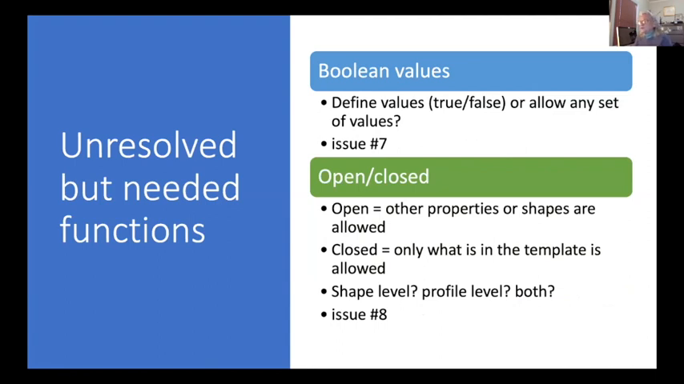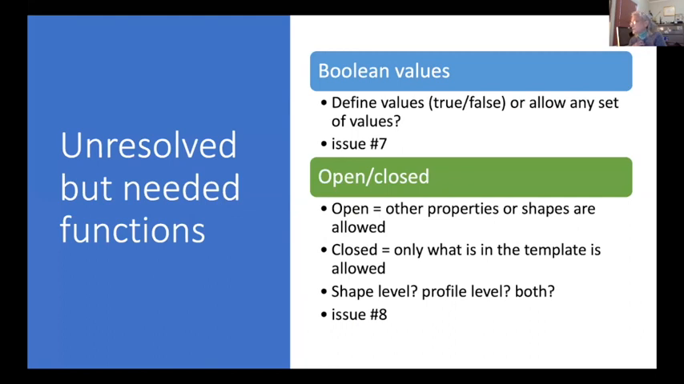Boolean values, the definition of Boolean values, and I've made this issue number 7. The official definition in the XML schema is that Boolean values are either true, false, or 1 and 0.